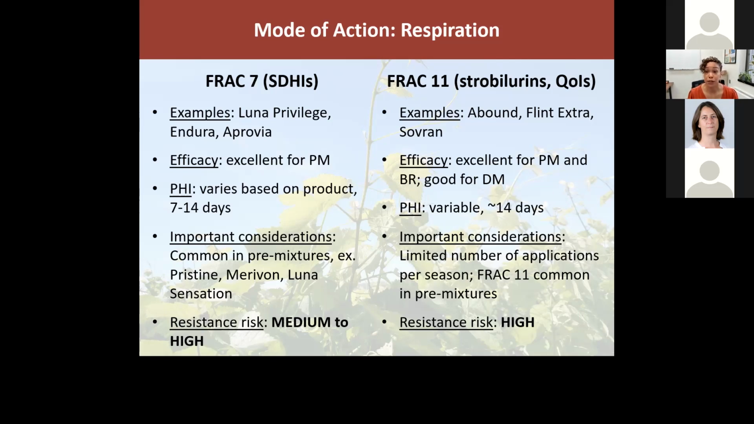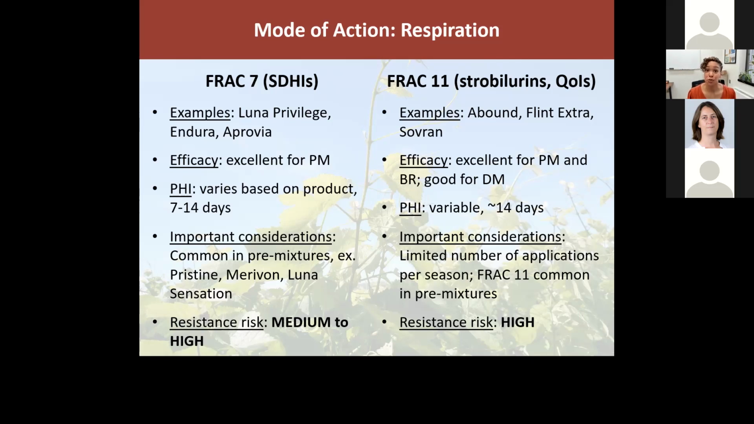Examples of this would be Abound, Flint Extra, and Sovereign. These are really excellent fungicides for both powdery mildew and black rot, and they're pretty good for downy mildew as well. Again, they've got a variable pre-harvest interval, but they are high risk for fungicide resistance. And I would say of all the FRAC groups we'll cover today, FRAC 11 is one of the higher risk ones that we tend to be concerned about in our applications.